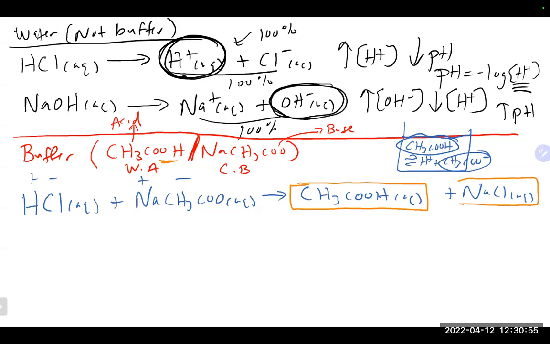How about our sodium chloride? That is a salt. What type of salt is that? Is that an acidic salt, a neutral salt, a basic salt?